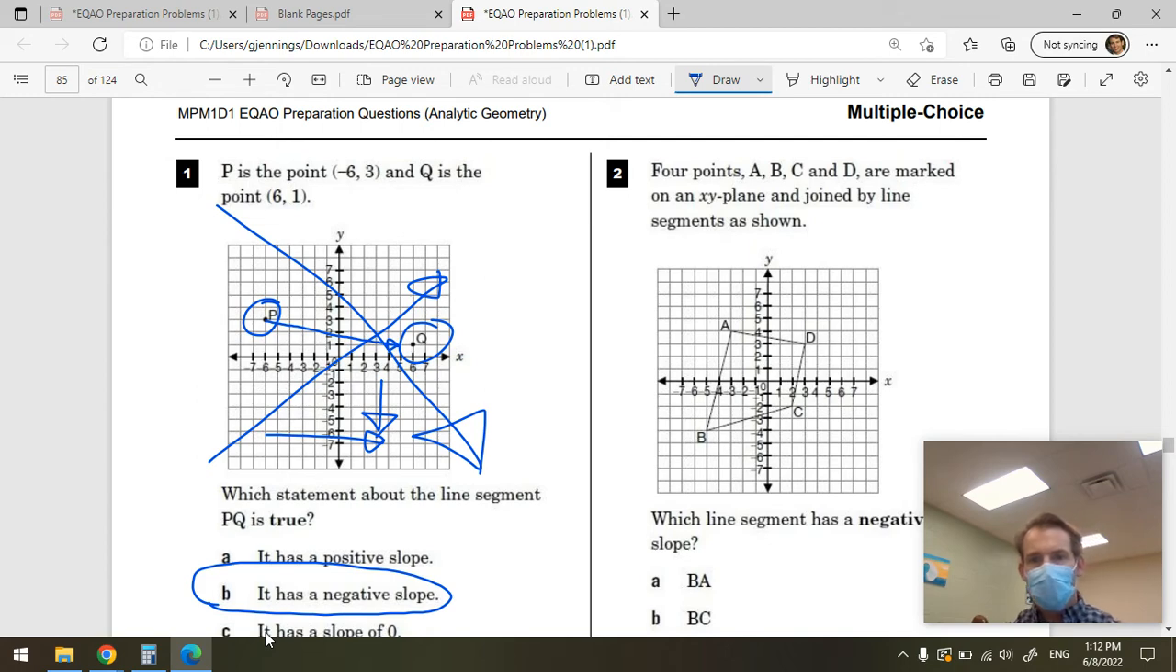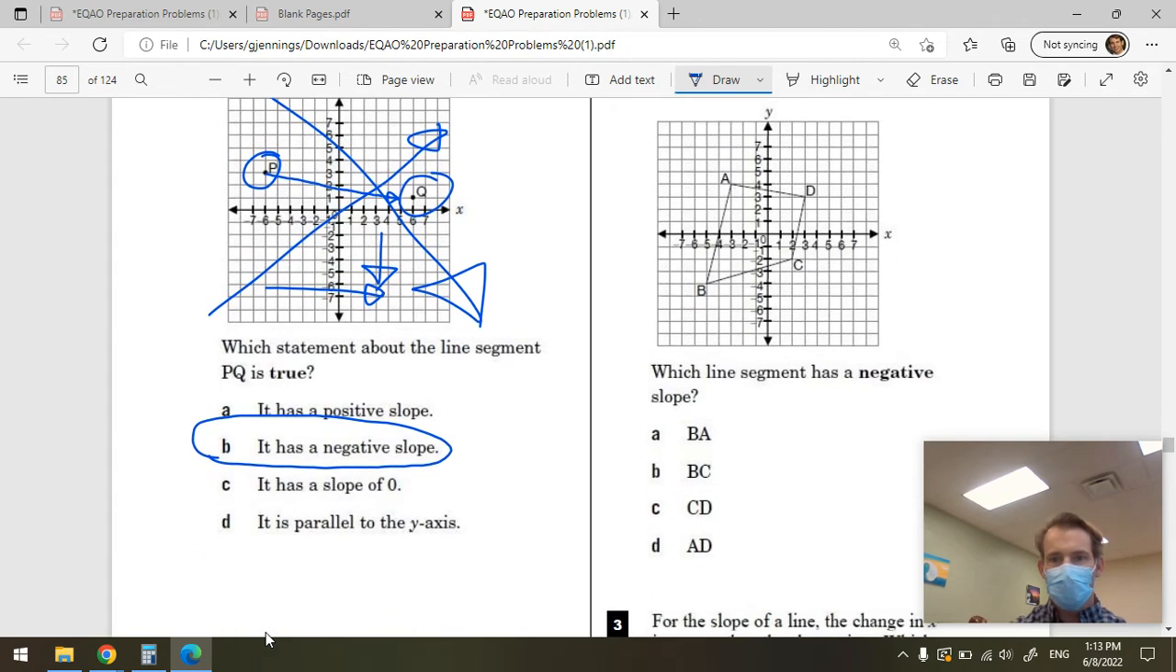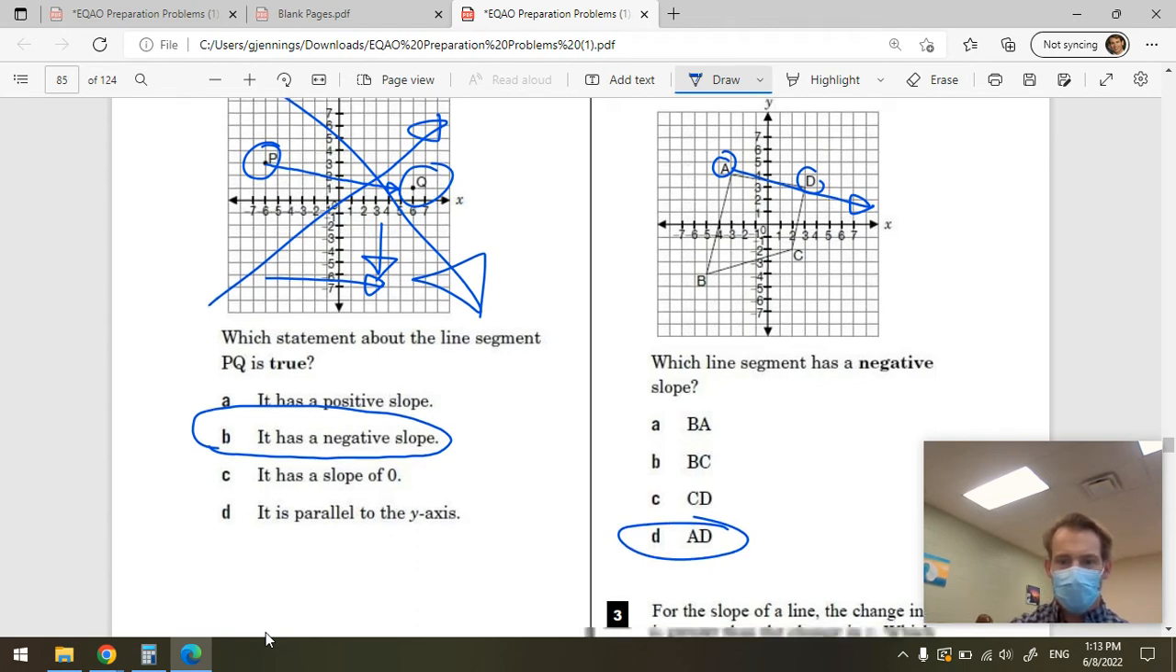Four points A, B, C, and D are joined into a quadrilateral like that. Which line segment has a negative slope? Well, we would look at it and we would say, look, AD, it's going down. As x gets bigger, y gets smaller with AD. So AD has a negative slope.